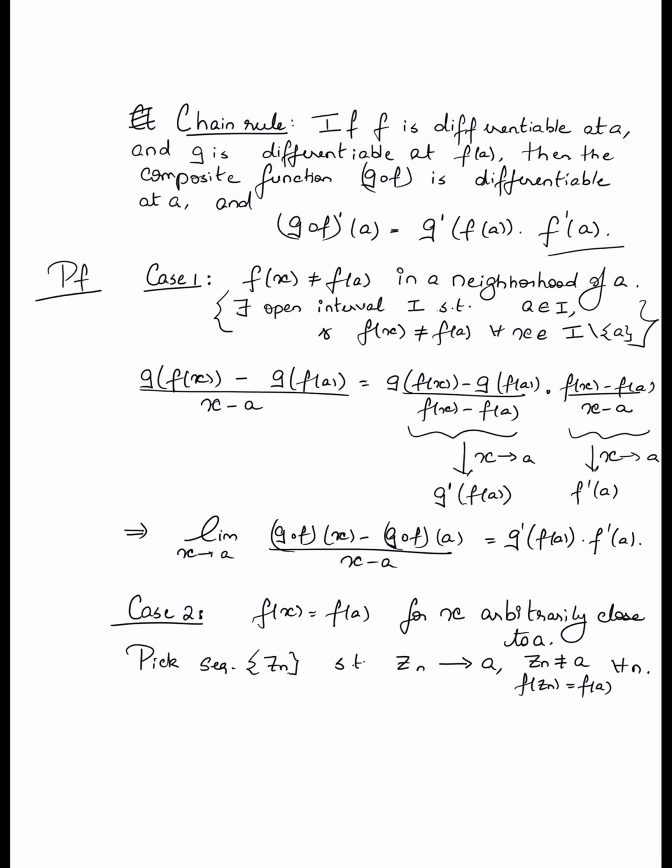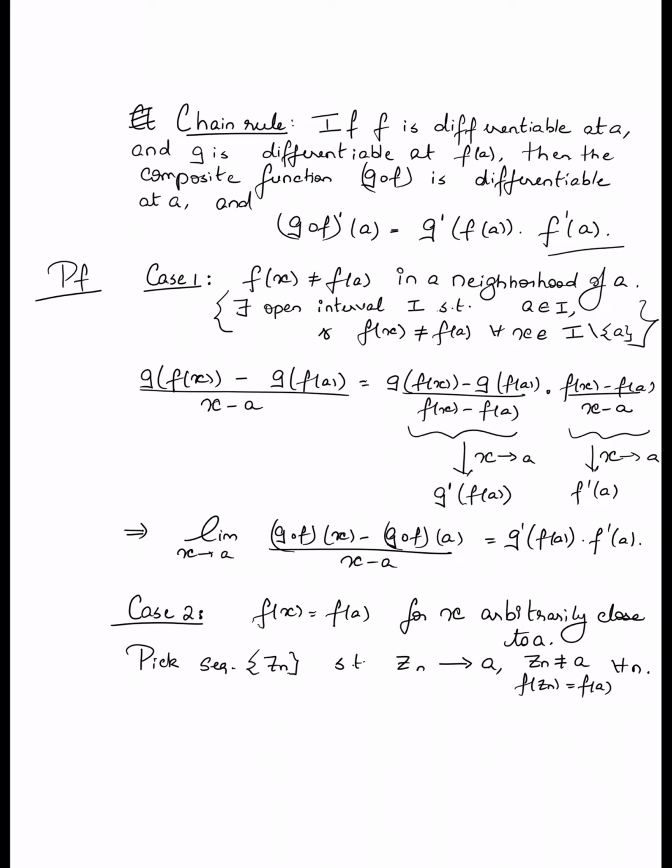Such a sequence can be constructed under the case under consideration, right? Since f of x is equal to f of a for x arbitrarily close to a, I can choose, construct the sequence Zn such that Zn is never equal to a, the sequence converges to a, but along this sequence the function value actually agrees with f of a.